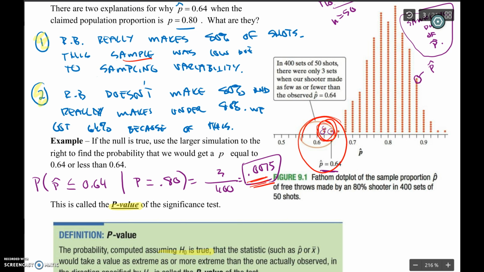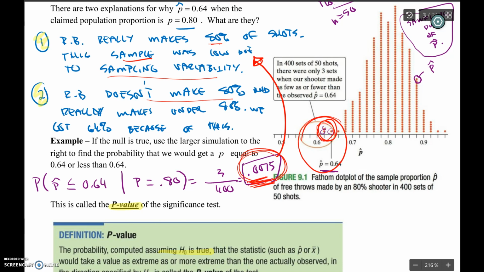Does he really make 80% of his shots, and this sample just happened because of sampling variability? Or is it more likely that he doesn't make 80% of his shots and he got a sample of 64 because he actually makes under 80% of his shots? Well, this probability is the probability that this occurred. So if that probability is really small, how small? I don't know, 1%, 2%, 0.0075, or I should say 0.75%.